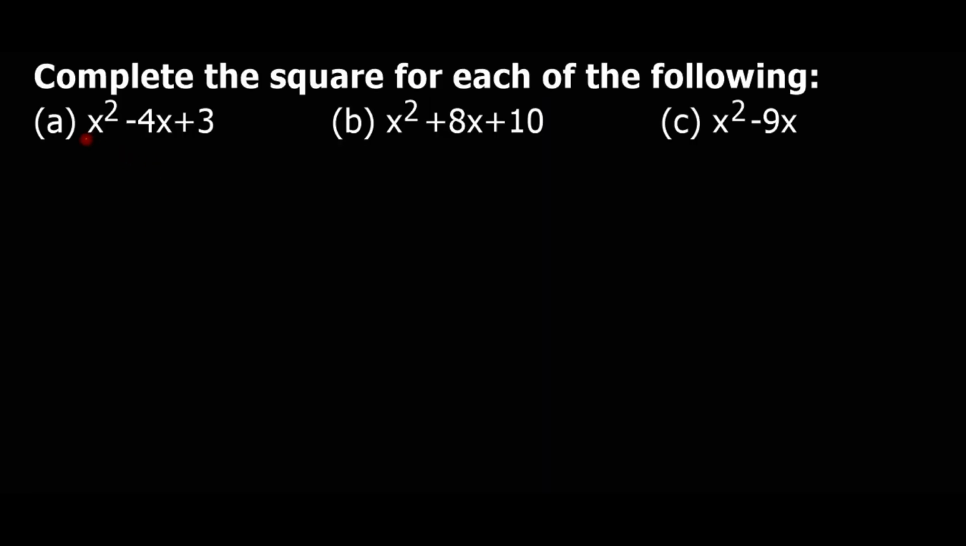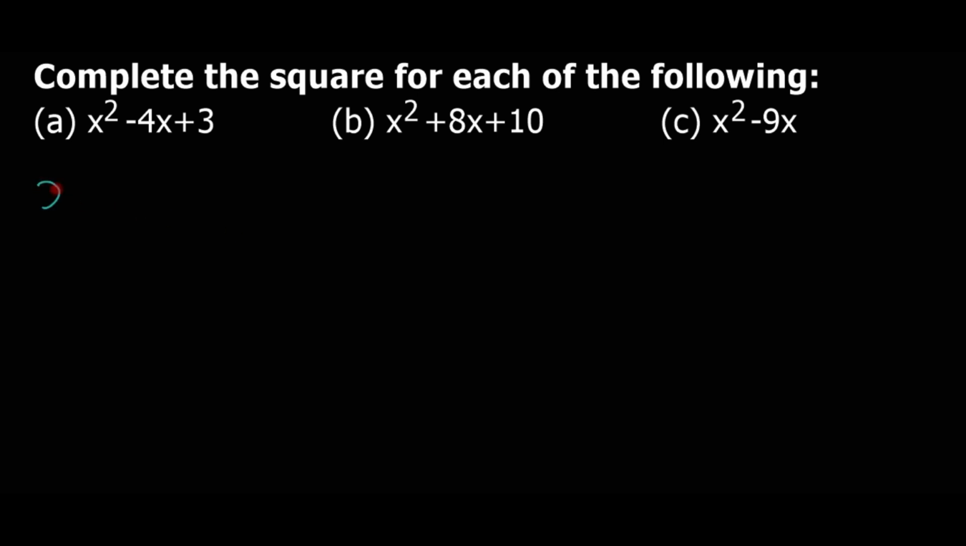Let's look at this one: x squared minus 4x plus 3. The first thing is to check that it is in the form of ax squared plus bx plus c. This one is already in the standard form. The second step is to check that the coefficient of x squared is 1. Here the coefficient is 1, so now we are on the right track. So now let's see how we complete the square.